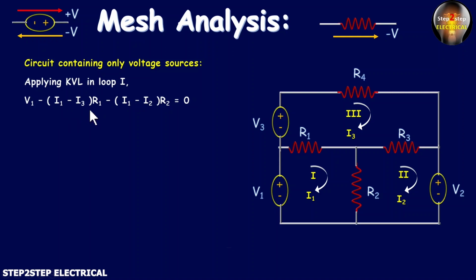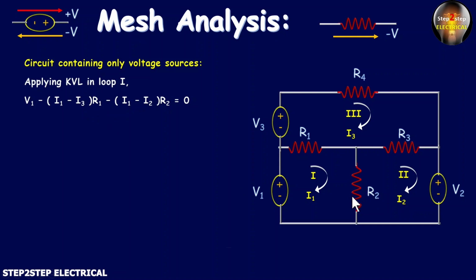And one thing that you have to think: why I1 minus I3? Why not I3 minus I1? As we are applying KVL in loop 1, we have assumed that I1 is greater than I3, or I1 has the highest priority, or the magnitude of I1 is greater than I3. So the current will always flow through this R1 in clockwise direction. That's why we write (I1 minus I3) into R1.